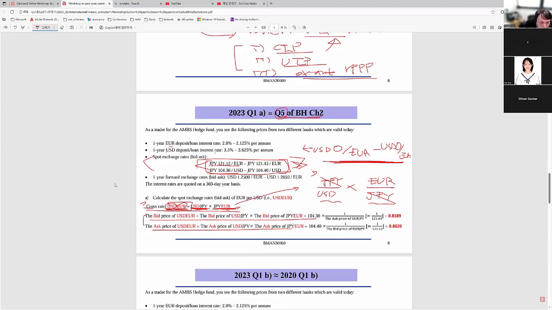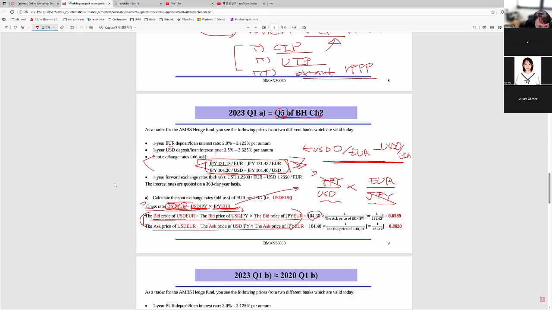Why? Well, you can go back to practice question 1 there. I explain, well, Samia explained, I think, why we are able to compute the bid price in this way. Actually, for exam preparation, you can just write down this one as a formula and just use it. Anyway, so here, what is the bid price of USD JPY? USD JPY is this one, so 104.30.